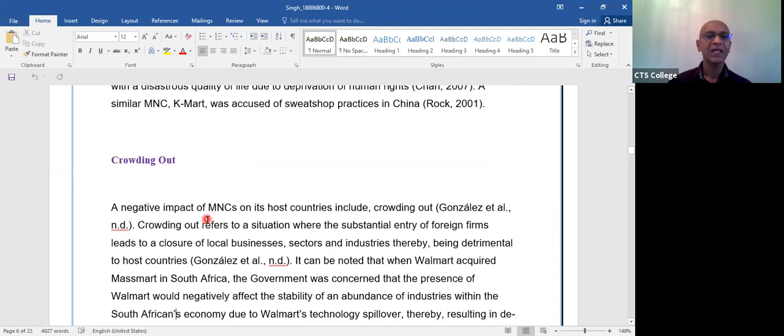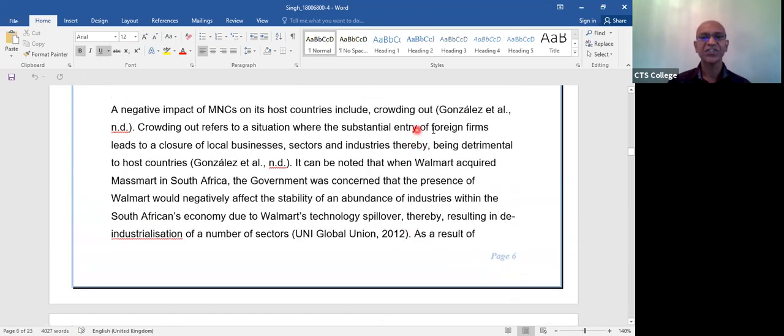Let's read further. A negative impact of MNCs on host countries is crowding out. Crowding out refers to a practice by which substantial entry of firms leads to a closure of local business sectors and industries, thereby being detrimental to host countries. Basically, what this means, students, is you would have heard about the infant industry argument. Fundamental economic theory suggests that when MNCs go to a developing country, they often compete with the infant industries. Infant industries have not grown substantially to enjoy economies of scale, and they have not yet obtained an optimum scale of production, and therefore MNCs tend to crowd out these infant industries, resulting in their closure.